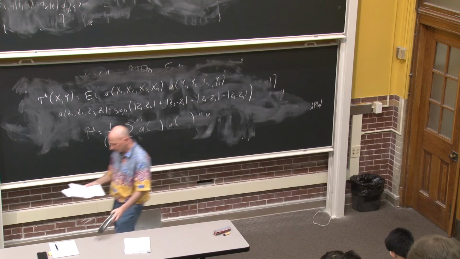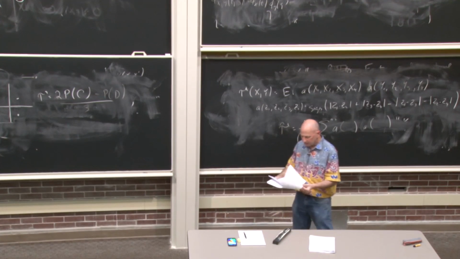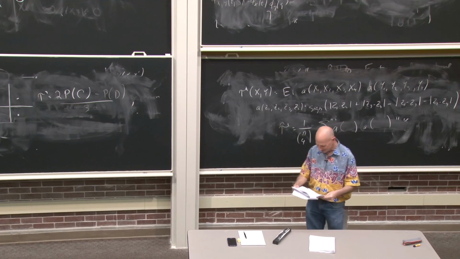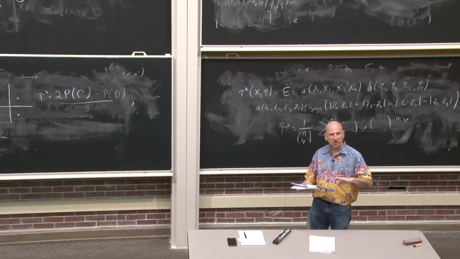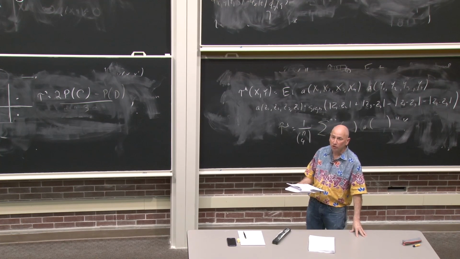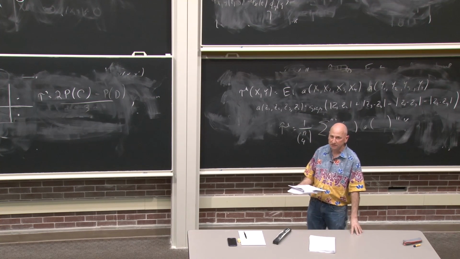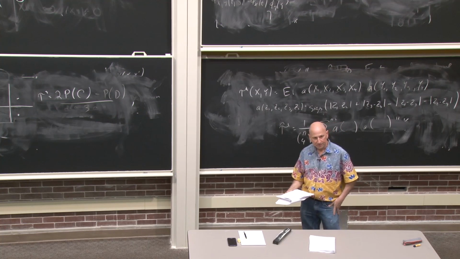So we've run out of time. I'm sorry I went over even. Got a little bit too excited about tau star. We'll finish this up, then we'll do partial correlation and then conditional independence. And that'll be on Tuesday. All right.